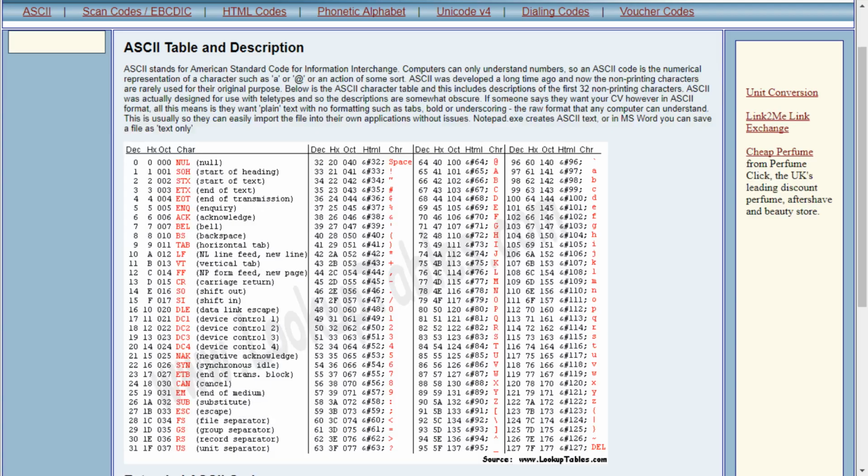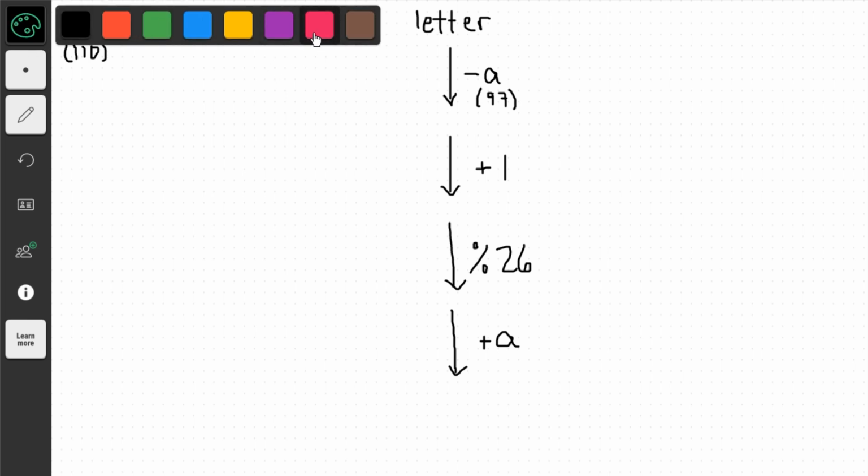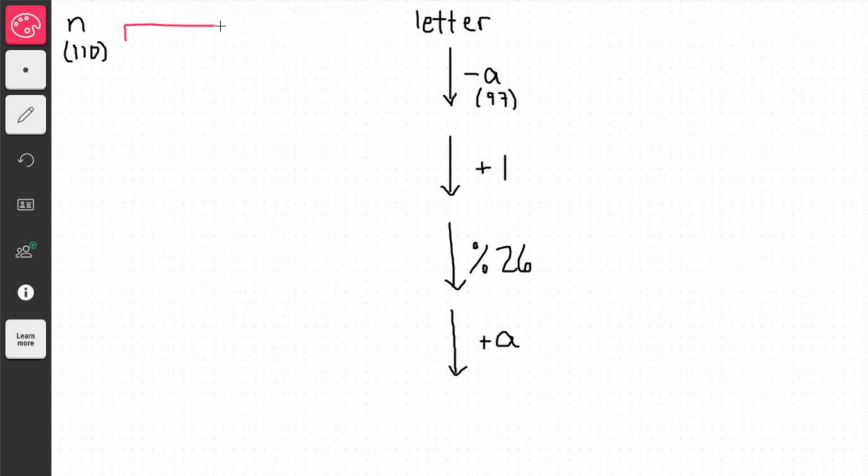So I want to look at a couple examples. Let's just grab a letter from here. Let's go with N. Okay, so that's 110. So we're starting with N, which is 110. Basically, part of that is going to be 97. Then on top of the 97, there's going to be this additional 13 over here. That's the idea. So 97 plus 13 would give us 110.